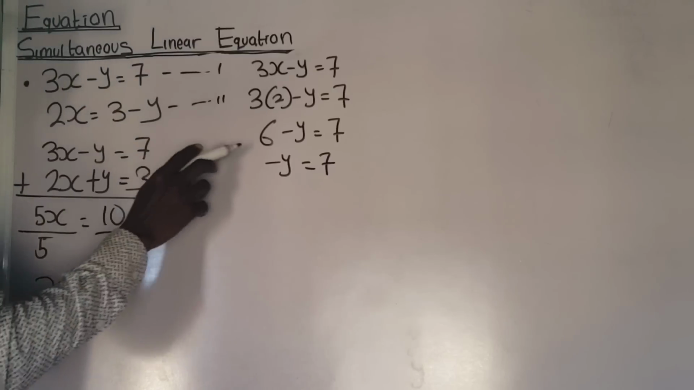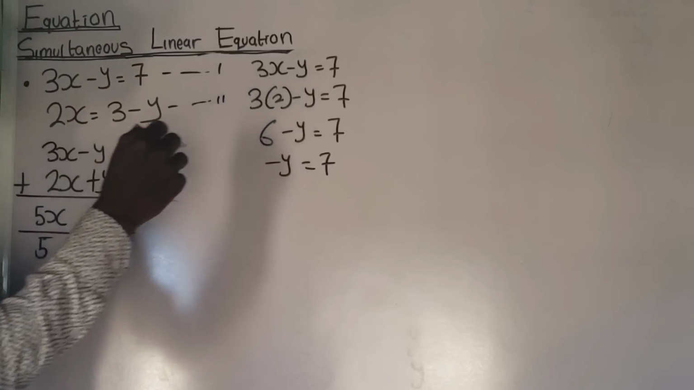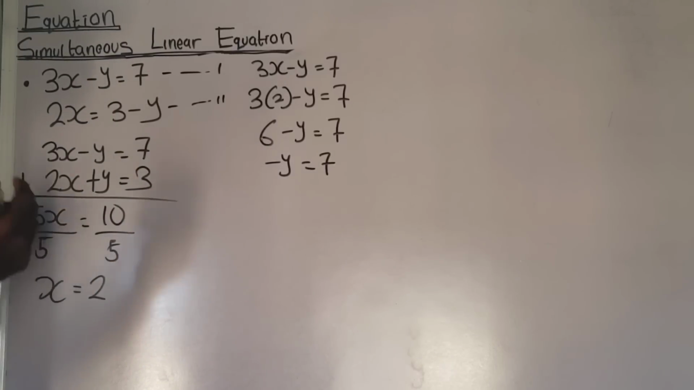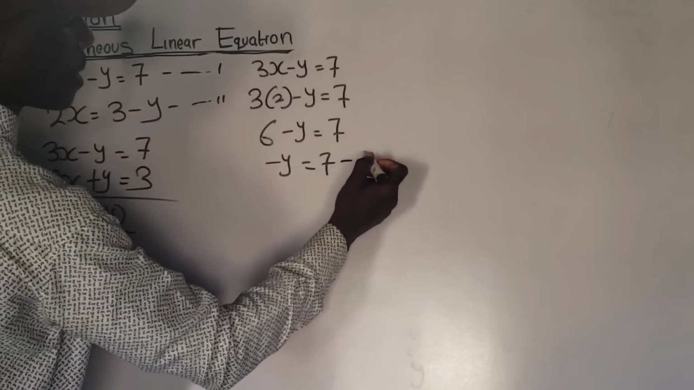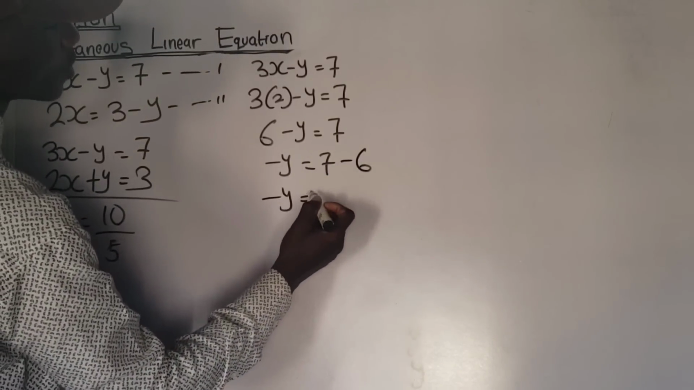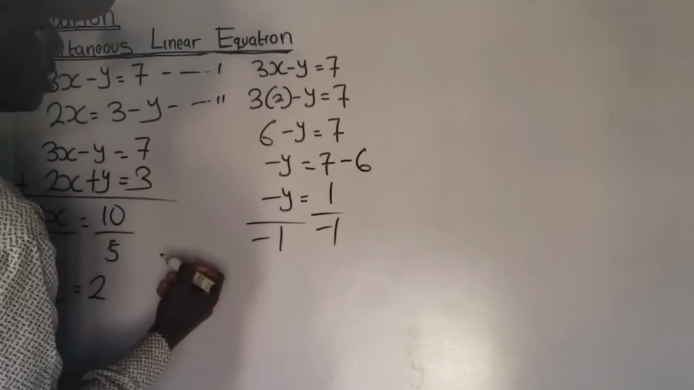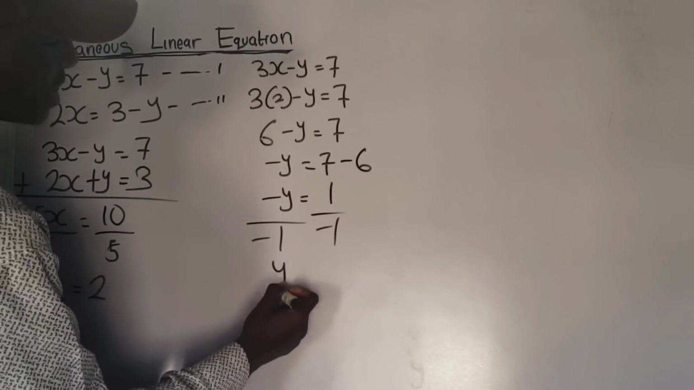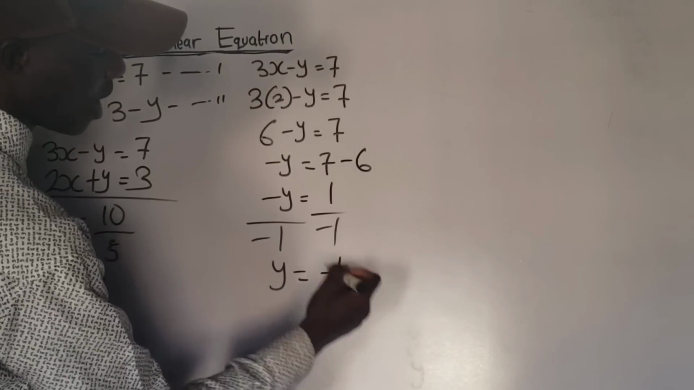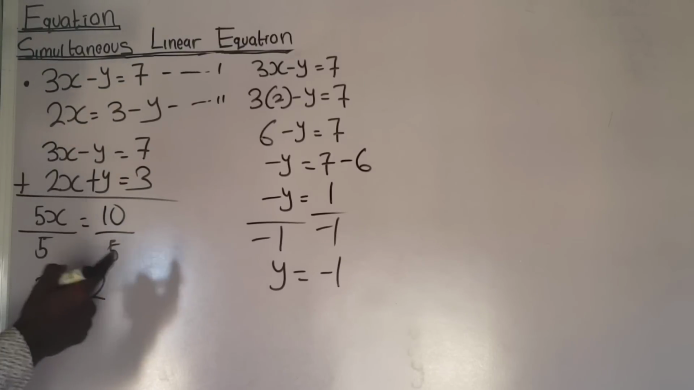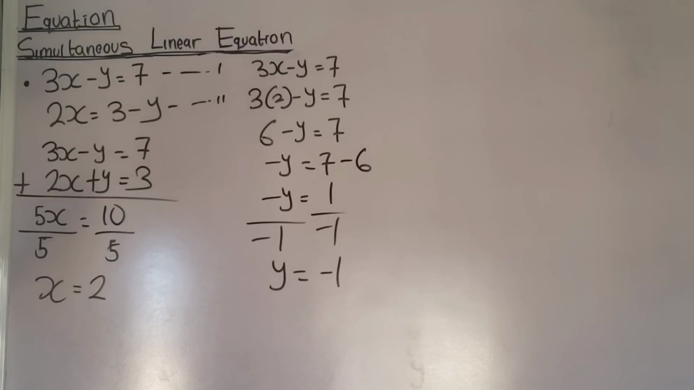Now, please pay attention. If this 6 crosses the equals to sign to the right hand side of the equation, the positive sign is going to change to negative sign. So I'm going to have 7 minus 6. Negative y is equals to 1. Divide both sides by negative 1. So I'm going to have y is equals to negative 1. So x comma y is 2 comma negative 1. The right answer here is option E.